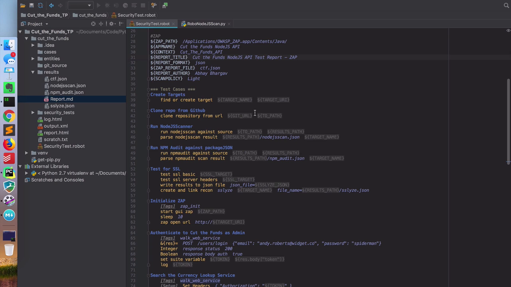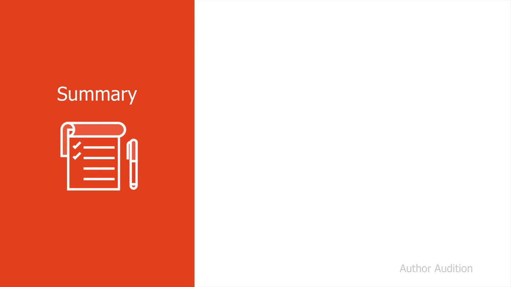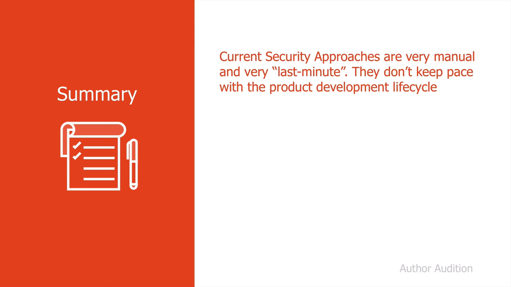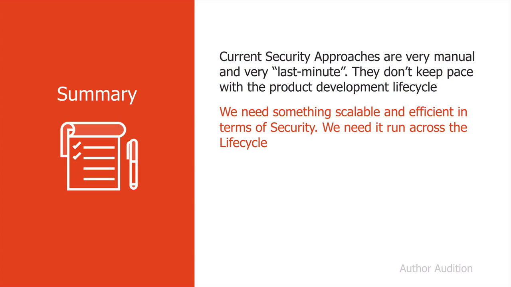So let's quickly summarize what we have learned today in this quick lesson. One of the things we saw was that current security approaches are very manual. They are highly dependent on manual efforts, which makes them a big bottleneck in a fast-paced application delivery pipeline. And we see that a lot of times because of this, security tends to get left out of the application delivery pipeline. So we need something to scale.